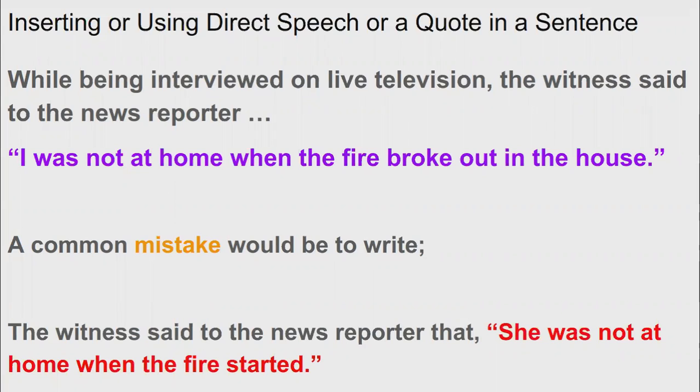The next one says a common mistake normally would be: the witness said to the news reporter that she was not at home when the fire started.